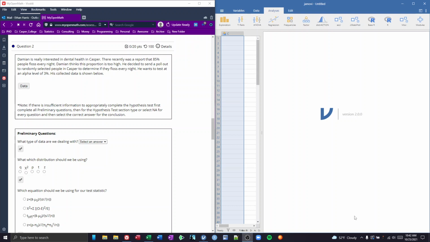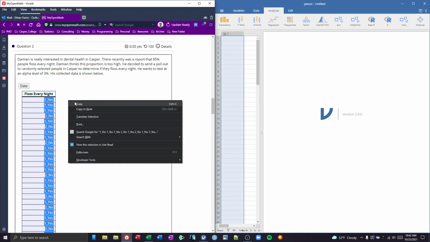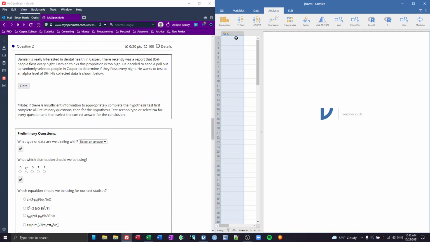He decided to send out a poll to randomly selected people in Casper to determine if they floss every night. He wants to test at an alpha level of 3%. His collected data is shown below. I'll just go ahead and copy our data. We're going to move it over to Jamovi. Just paste it right in.